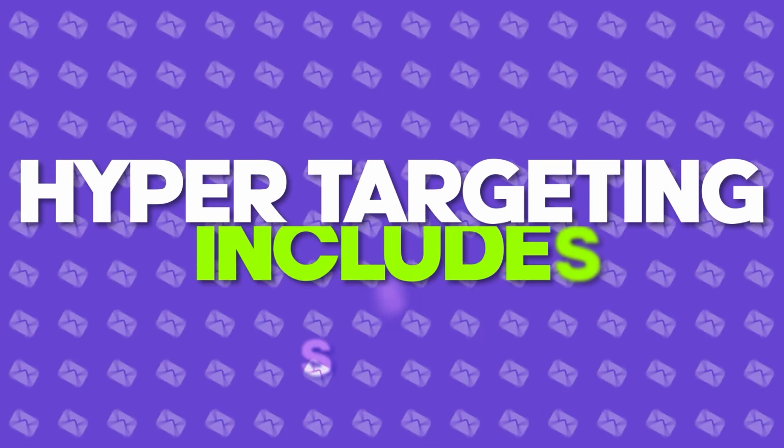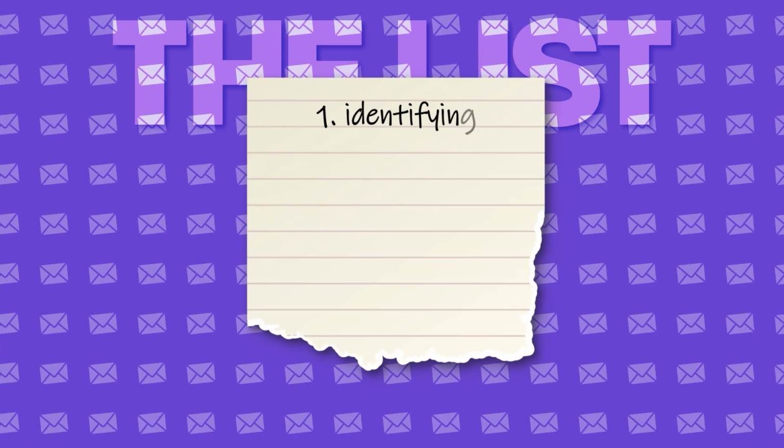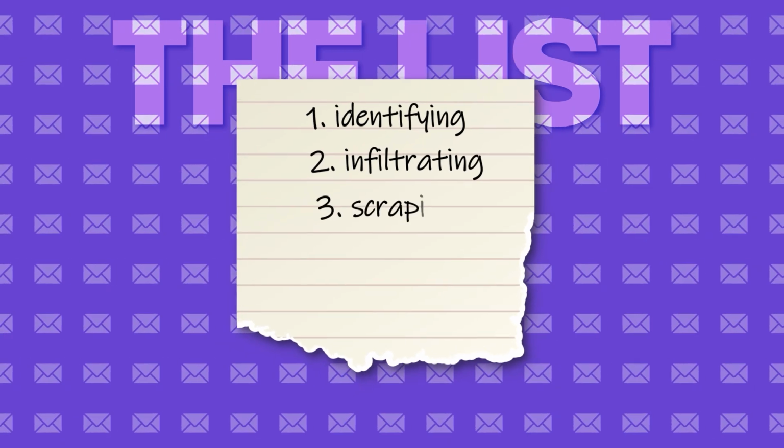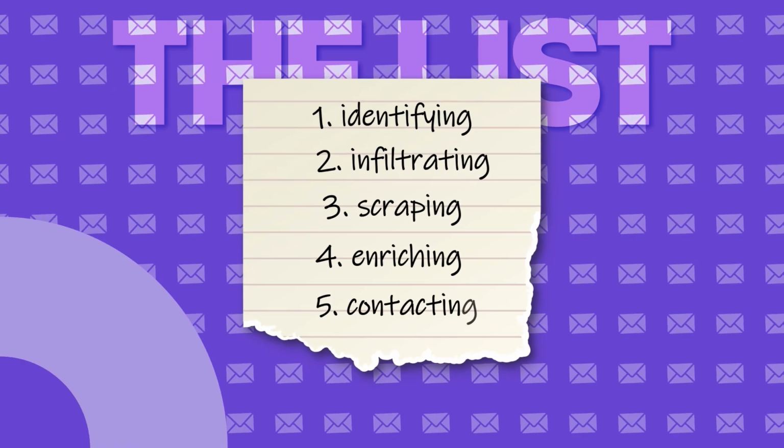I know you're giddy and jumping like a little kid from excitement, but calm down. Now it's time to do actual work. So grab a pen and paper and be ready to pause the video if needed. Hyper-targeting includes 5 steps: identifying, infiltrating, scraping, enriching, and contacting. Let's go over them all one by one.